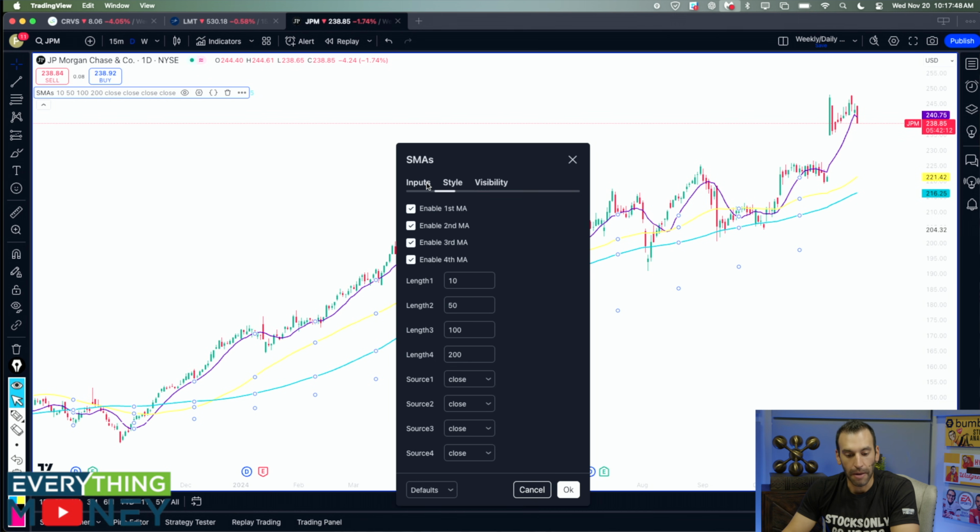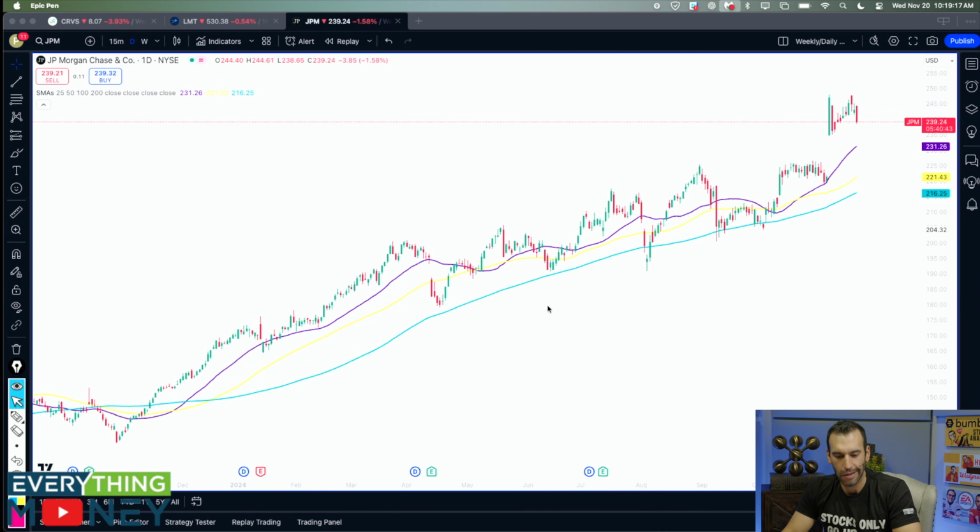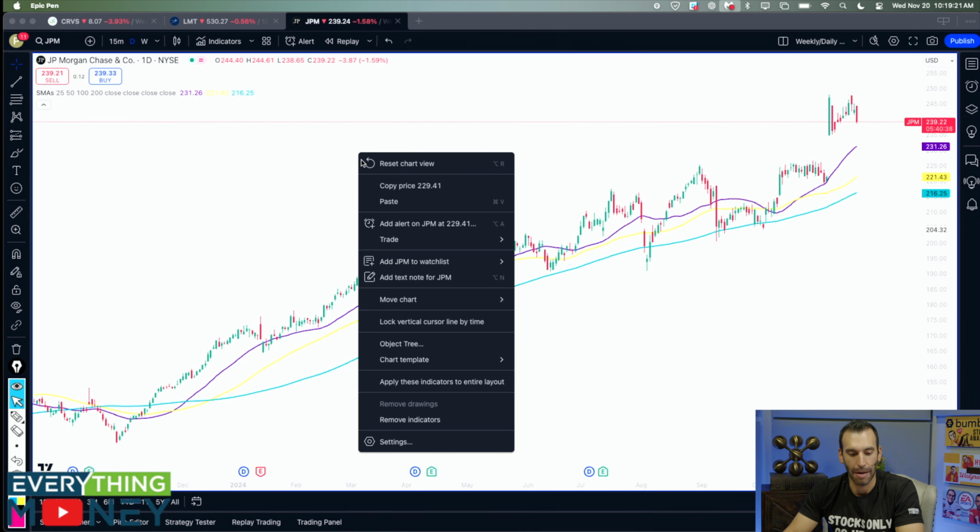Now you go to inputs. This is where we can change what the chart actually looks like. So we're going to go with 25, 50, 100, and 200, and we're going to source it all on the close. Click, and boom. So you might notice here that you can't see the white line that I just drew. I personally like to have a black background. I think it looks better. It's easier on the eyes.